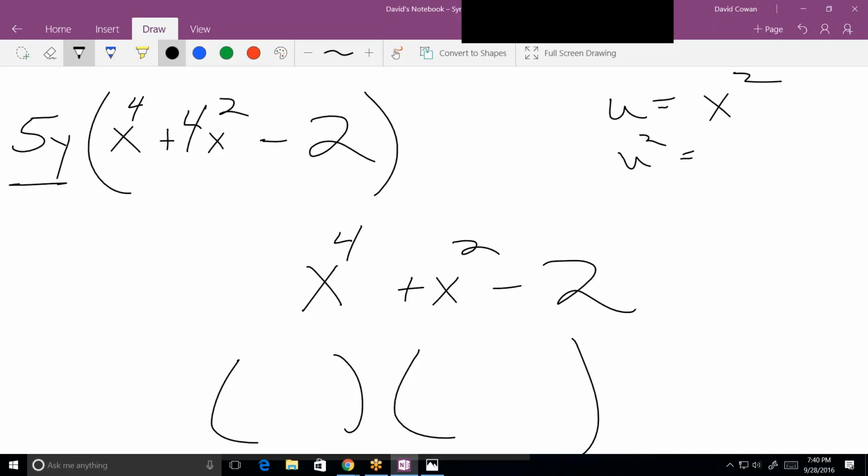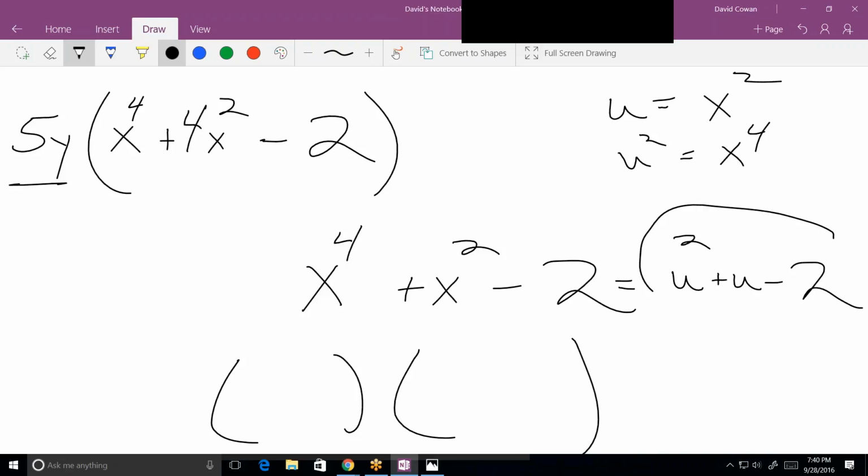U squared is x to the fourth. If U is equal to x squared, then U squared is equal to x to the fourth. Okay? So now I really have U squared plus U minus 2 when I use U substitution. Well, this is not a quadratic in disguise. It's a normal looking quadratic.